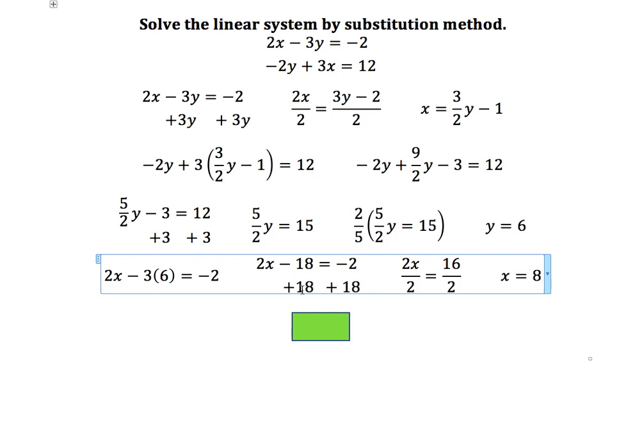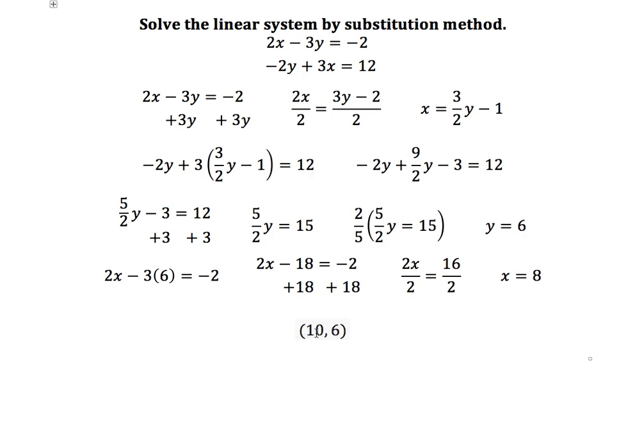So negative 18, we have to add 18 to both sides. We have a negative 2 here. Plus 18 gives you 16. 16 divided by 2 is 8. So then our solution to the system is, pretend you don't see that 10, it's 8 comma 6.